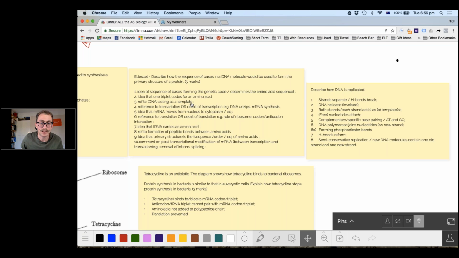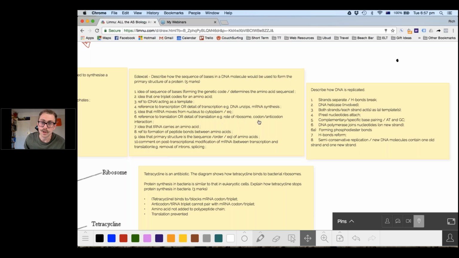DNA acting as a template strand, reference to transcription of DNA, e.g. DNA unzips. The idea that messenger RNA moves from the nucleus into the cytoplasm, reference to translation. So again, if it doesn't have transcription and translation in the question, definitely put those in your answer.